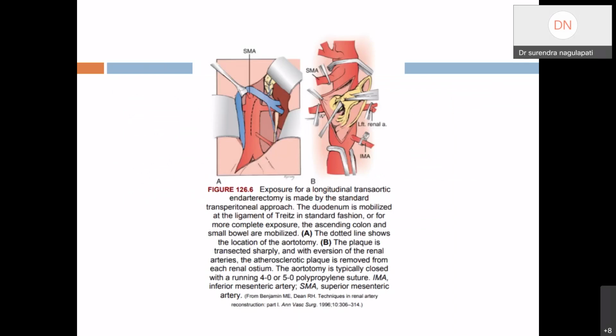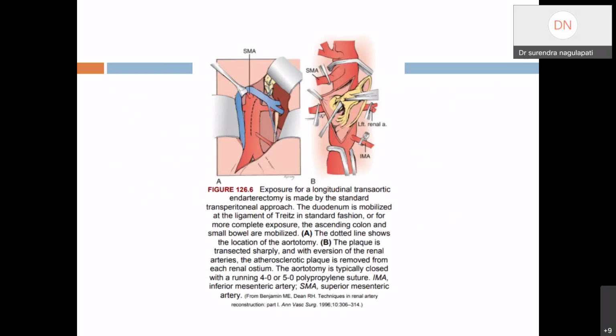This is the technique showing thromboendarterectomy. Here the exposure is normal by routine maneuvers. The duodenum is mobilized at the ligament of Treitz in standard position, and then the ascending colon and small bowel are mobilized. Here in picture A, the dotted line shows the location of the aortotomy.